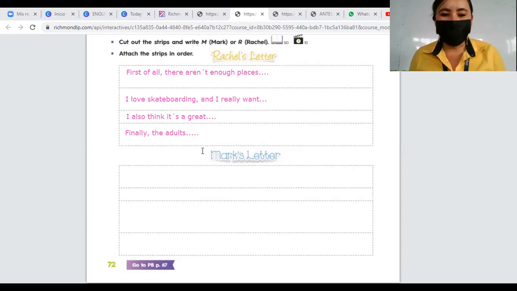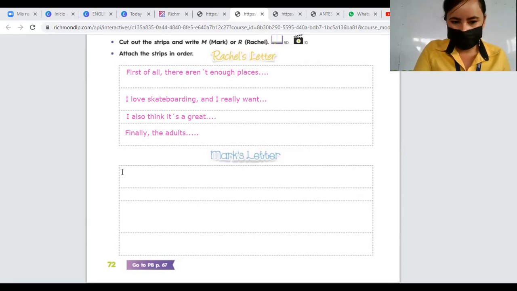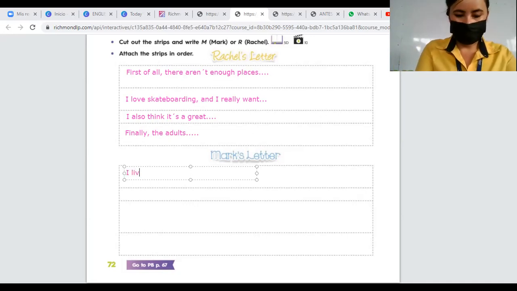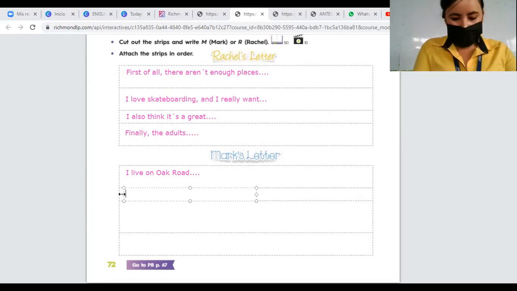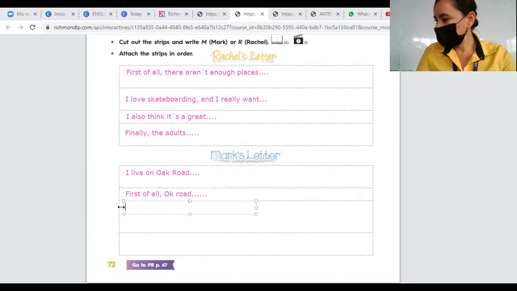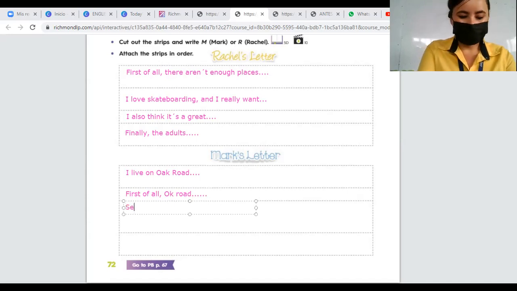What about Mark's letter? What is the first for Mark's letter? I live on Oak Road and I am completely against the proposal of a skate park. Yes, perfect. Next one. First of all, Oak Road is a cute neighborhood. Okay. This one is, secondly, Oak skate park are popular. Most of the children who want this skate park do not live here.